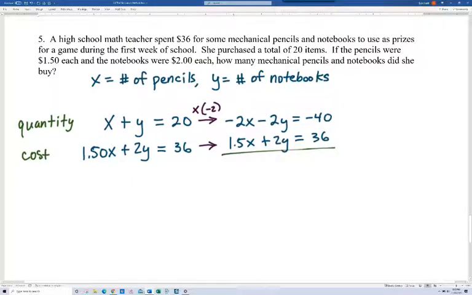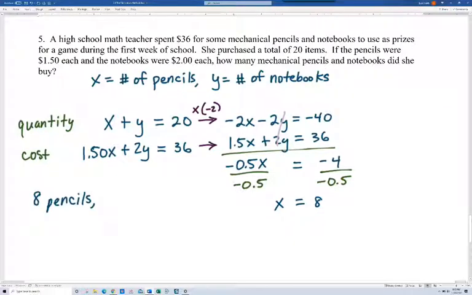So when we add the equations together, we're going to get -0.5x. I mean, you can add -2 and 1.5 and you'll get that. Basically minus 50 cents. And the y's cancel. On the other side, we get -4. We'll divide both sides by -0.5, and you should get x equals 8. So x is the number of pencils.